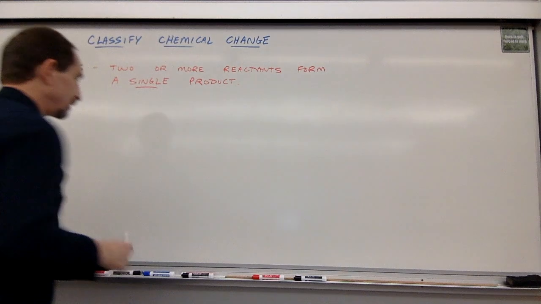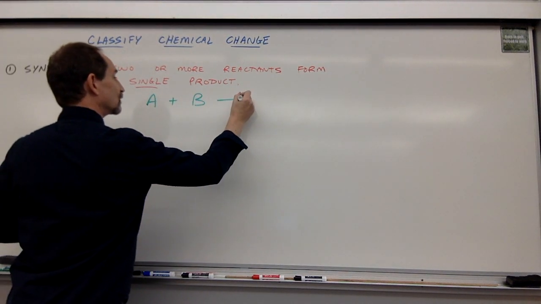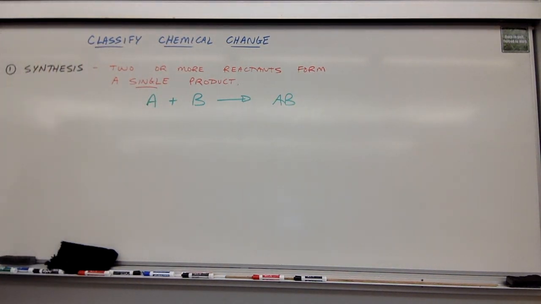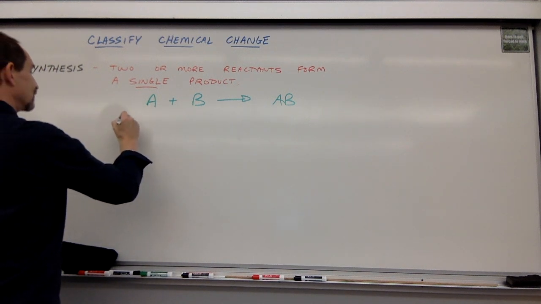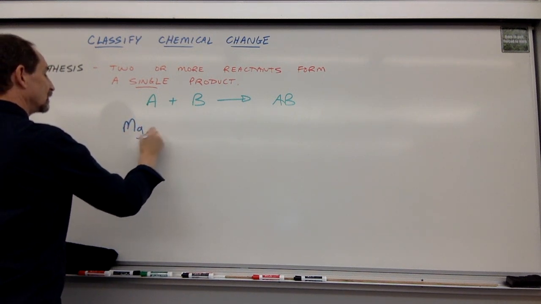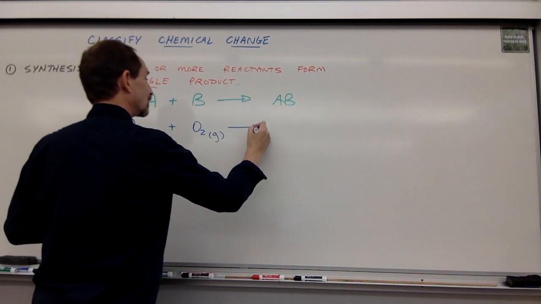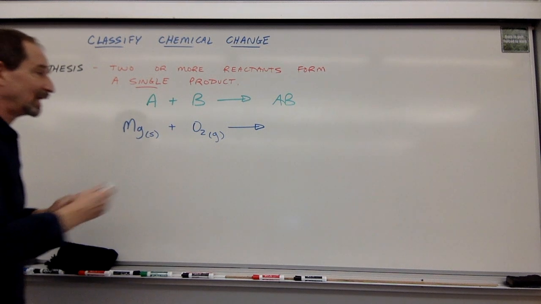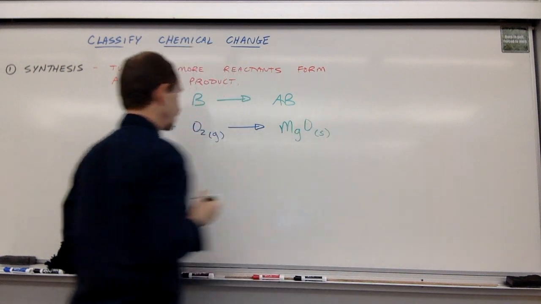I'll show that in just a generic form of saying this. A plus B, as my reactants, react to produce a single product. That would be a generic synthesis reaction. Here is a specific example. If I take magnesium, solid, react it with oxygen gas, that can produce the product magnesium oxide, which will be a solid.